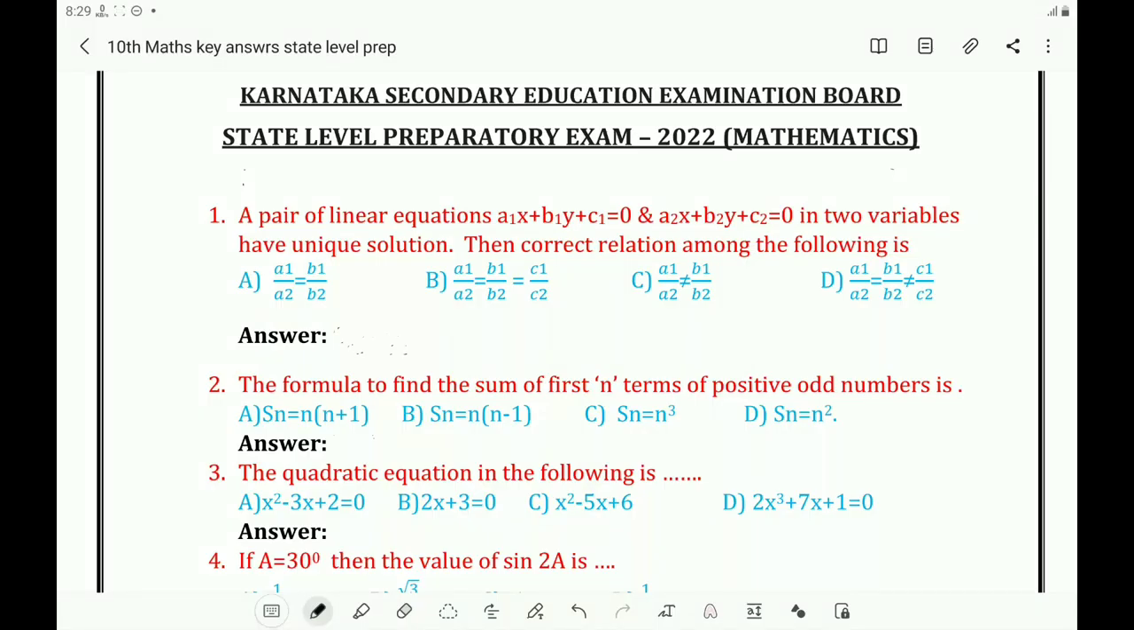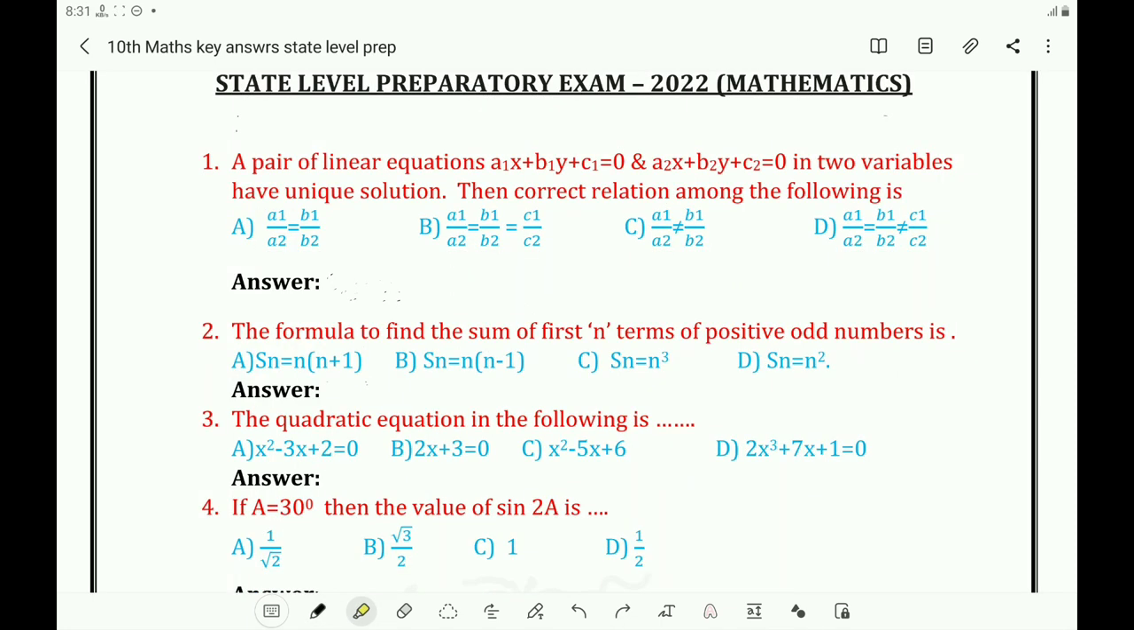Children, it is a solution of the state level preparatory exam 2022 mathematics question paper conducted by Karnataka Secondary Education Examination Board. First, let us solve the multiple choice questions.